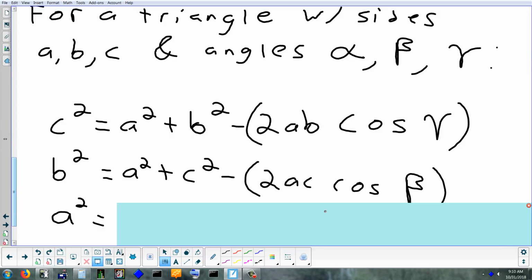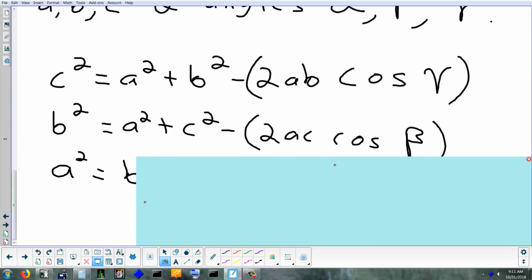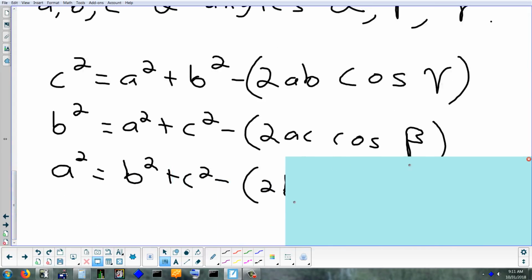All right, what would be the last way you could write it using these letters? Yeah. Equals b squared plus c squared. So we get the b squared plus c squared, yep. Minus 2bc. Minus 2bc, yep. Cosine x. Christian? Alpha. Alpha. That's what I was thinking.